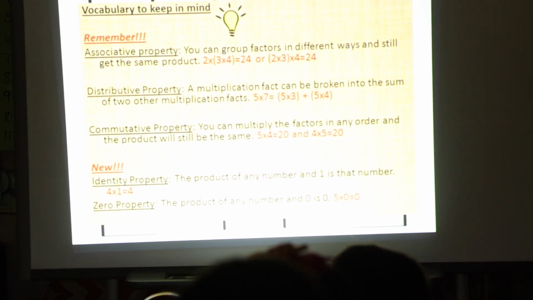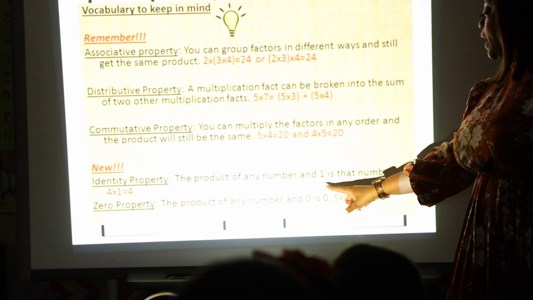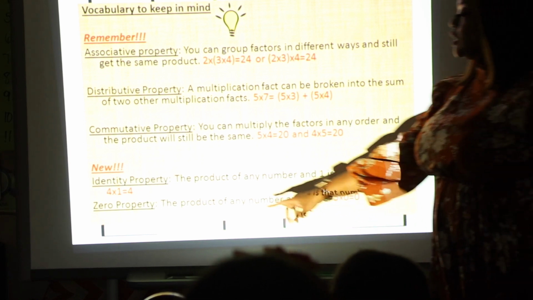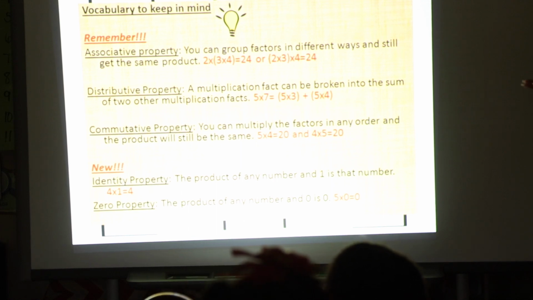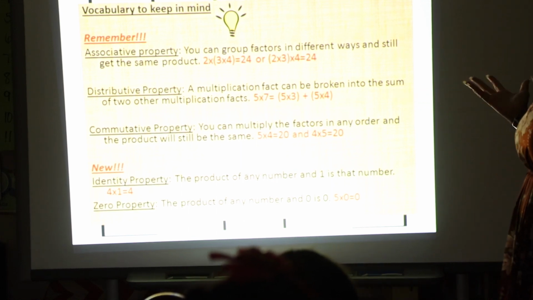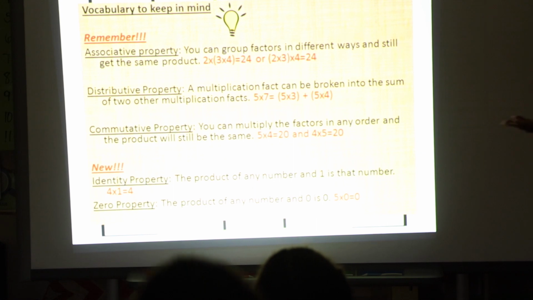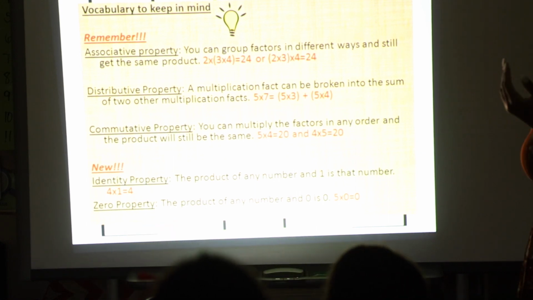You got the identity property. The product of any number and 1 is that number. So 4 times 1 is going to give you what? 4. Just like 6 times 1 is going to give you what? 6. 8 times 1 is going to give you what? 8. So anything times 1 is itself.